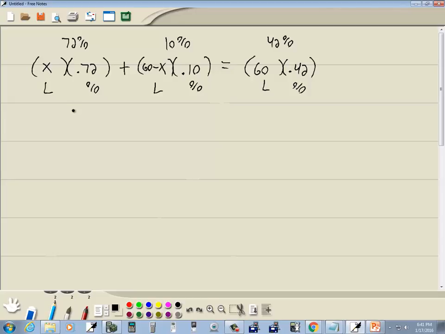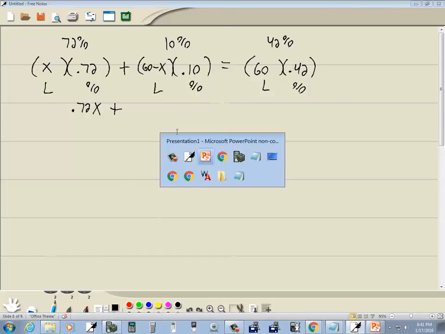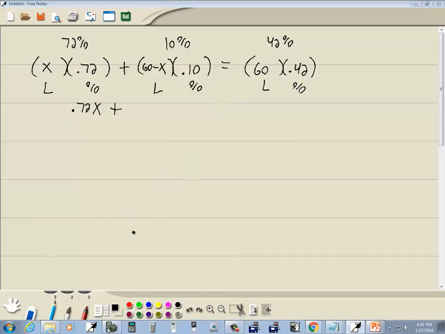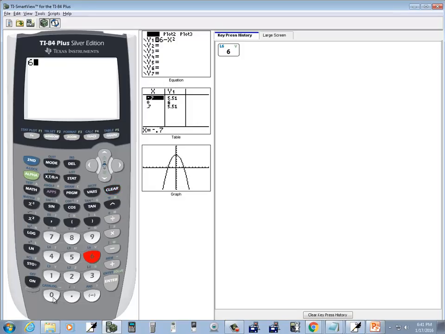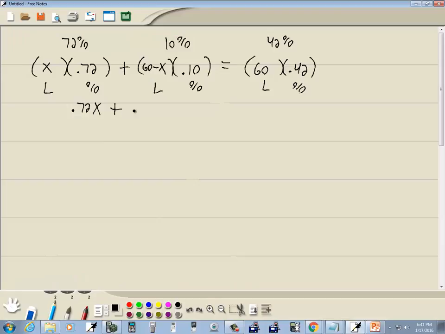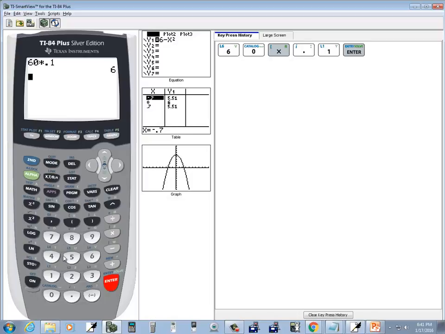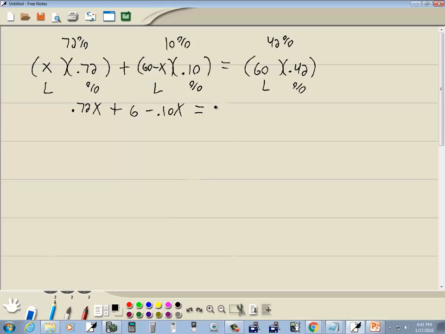Take X times 0.72, which gives us 0.72X, plus 60 times 0.1, I believe is 6, but let me double check. So 60 times 0.1 gives us 6. Negative X times 0.10 gives us negative 0.10X. And 60 times 0.42 gives us 25.2.